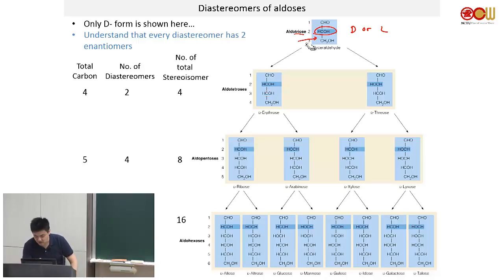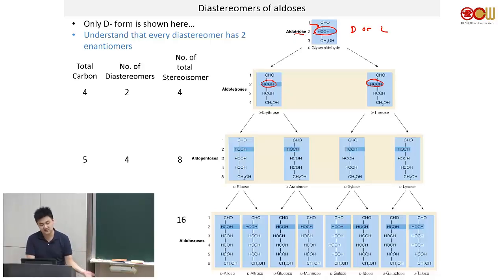You add one more carbon on the top. So the way the figure is drawn is on top. So you have this or this. Now immediately you will have 2 diastereomers because now you have 2 chiral centers. And you will have a total of 4 stereoisomers.